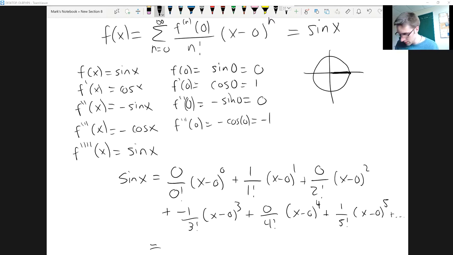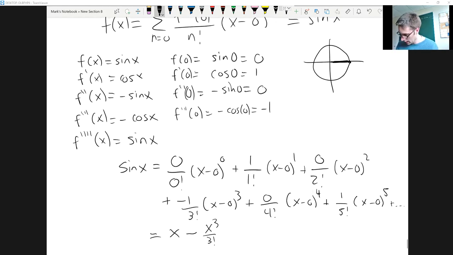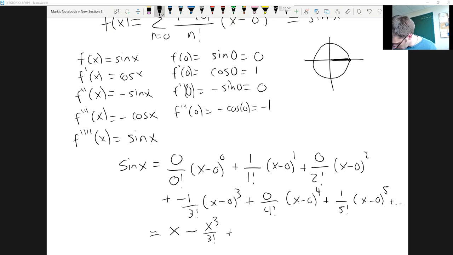And so we could simplify that. Notice a lot of those terms are multiplied by 0, and so I'm only going to write down the ones that are non-zero. We'll have 1 over 1 factorial x to the 1, so that's just x. The next one that's non-zero is the cubic term, and so that's going to be minus x cubed over 3 factorial. And the next one after that will be plus x to the 5th over 5 factorial.